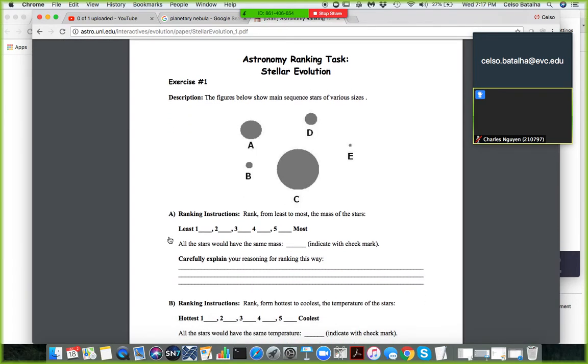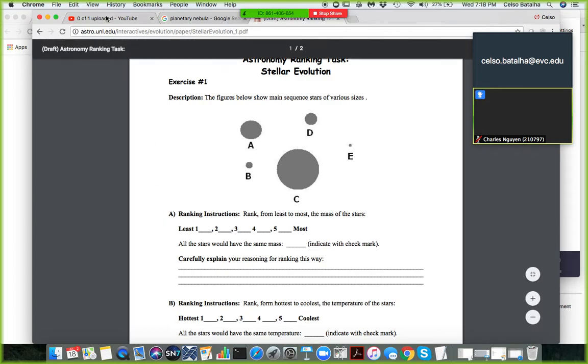So the figures below show main sequence stars of various size. The main sequence stars of various size belong to this strip called the main sequence. 90% of the stars are there. And the main sequence has the characteristic that the stars are cool, they are subluminous, they are small, and they are less massive than the ones that are hot on the upper left-hand side of the diagram.